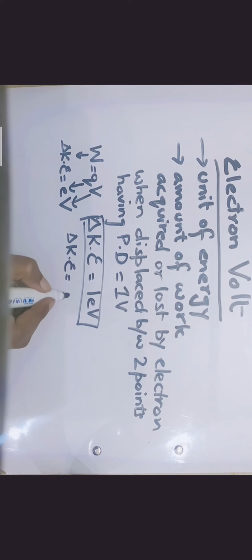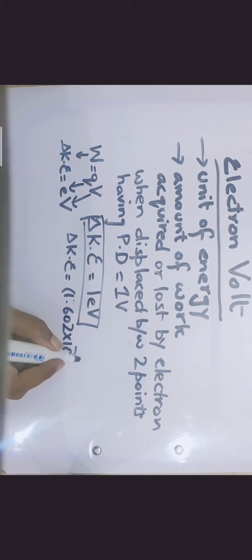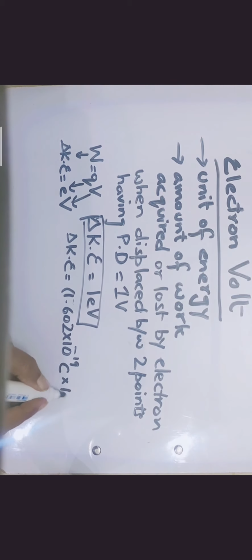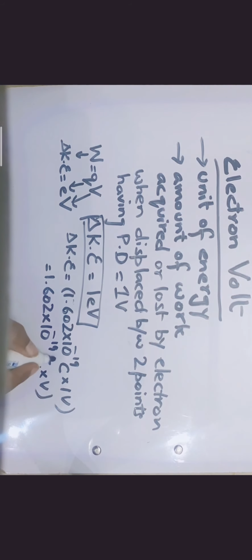And now putting in the value, we know that the charge on an electron is 1.602 into 10 to the power minus 19 coulomb, and there is 1 volt as well. On solving, we get 1.602 into 10 raised to power minus 19 coulomb into volt. Now coulomb into volt is equal to joule. So 1 electron volt is equal to 1.602 into 10 raised to power minus 19 joule, right?